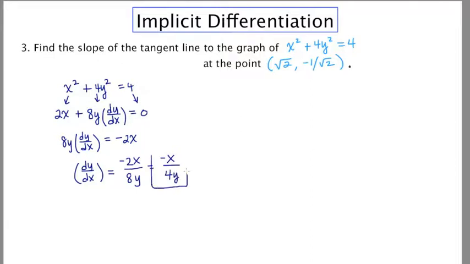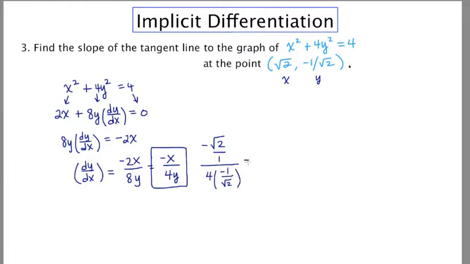This is our equation for the slope of a tangent line at a specific point. Well, they give us the specific point. This is our x, and this is our y. So we're going to plug that in. So we have the opposite of root 2, or negative root 2, over 1, over 4 times y. Now y is written a little bit weird, but it's negative 1 over root 2.